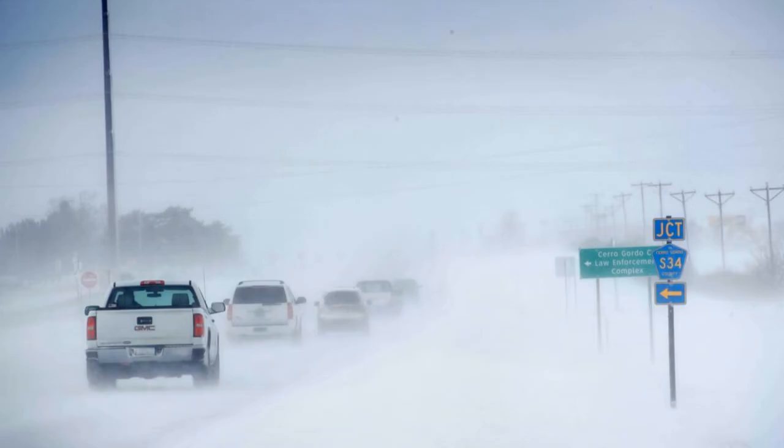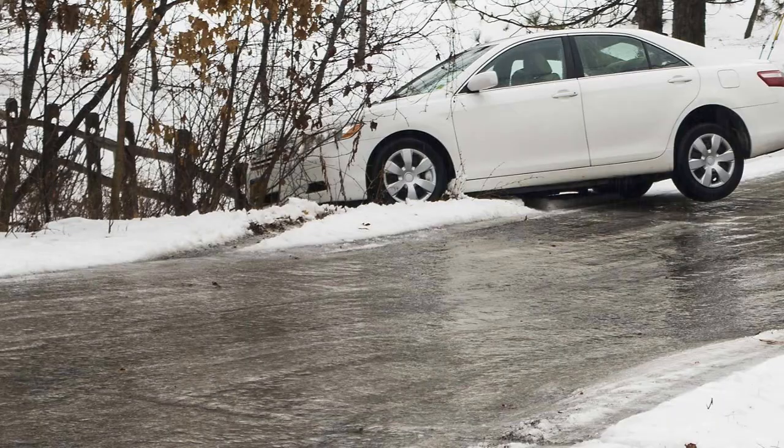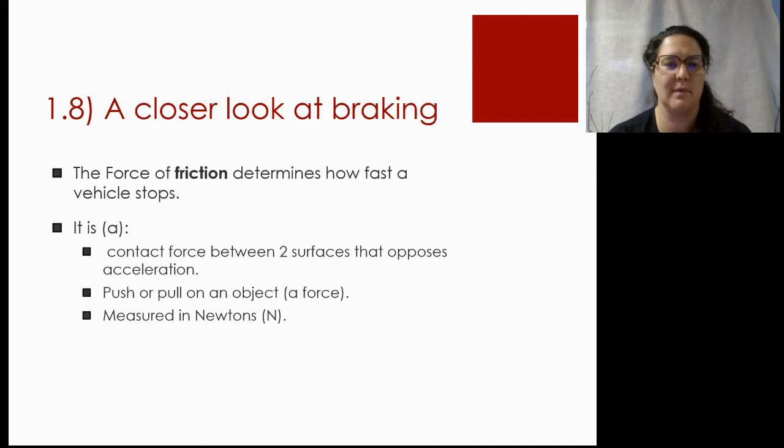When driving conditions are poor, we have to follow further behind the vehicles ahead of us. This is because our stopping distance is increased. So, when we look at a vehicle braking, the force of friction determines how fast a vehicle stops. If there's contact force between two surfaces that oppose acceleration, that can be braking.